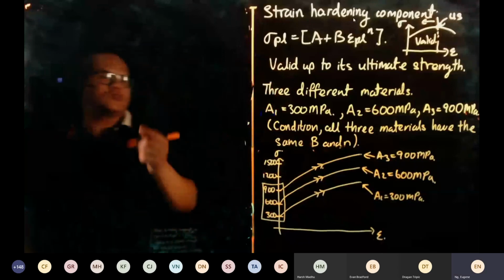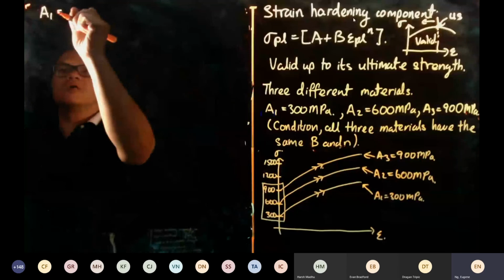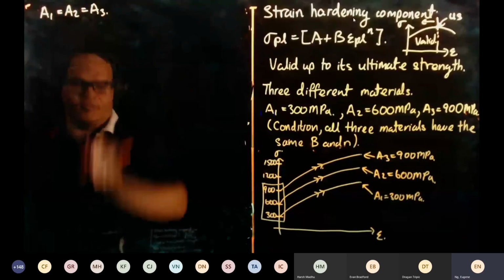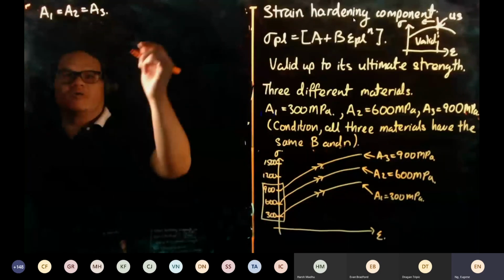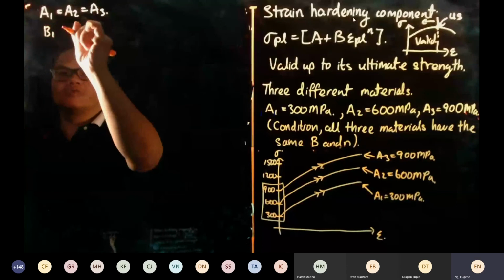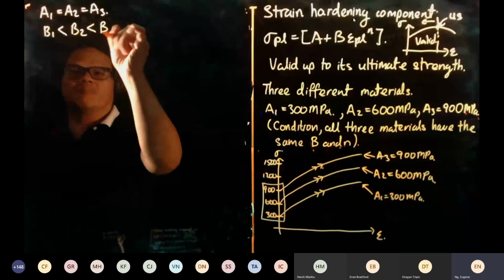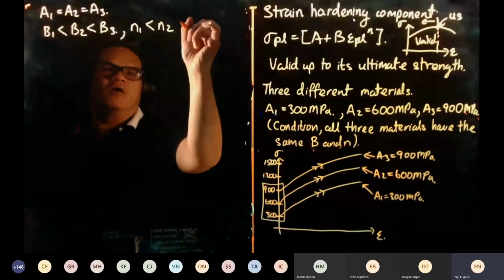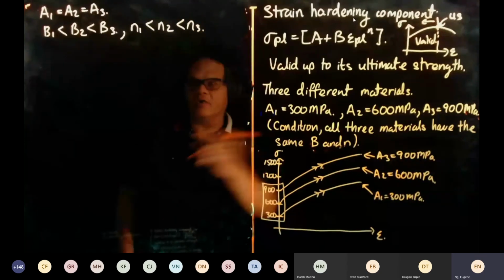Now the next one, we're going to look at our A constant. So the next one is where you have A1. Again, three different materials. So you have A1 is equal to A2 is equal to A3. However, what I'm going to change now is we're going to declare that B1 is smaller than B2, B2 is smaller than B3. And N2 is smaller than N1, and N2 is smaller than N3.